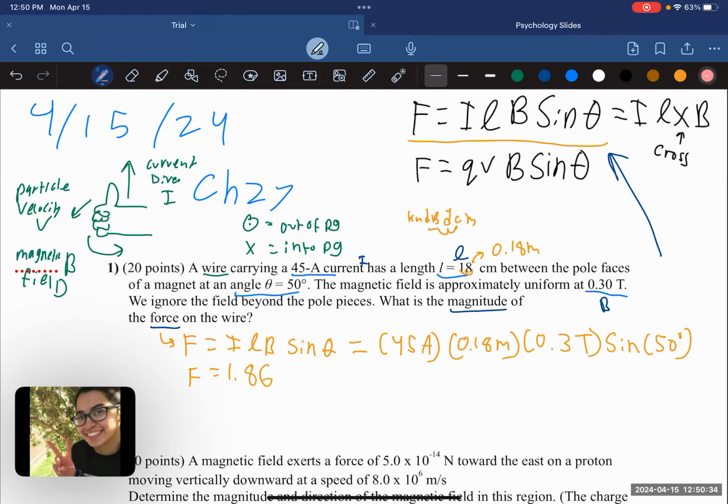We are going to double check the units right now. We know that force should be like newtons, right? This here means Tesla. Here's angstrom, which we saw in our last chapter. And then that's meters.